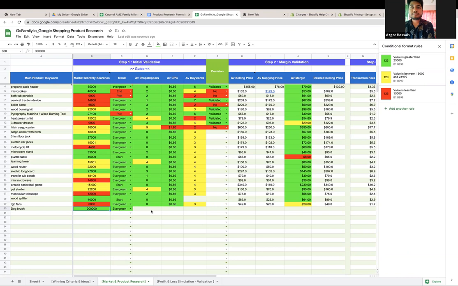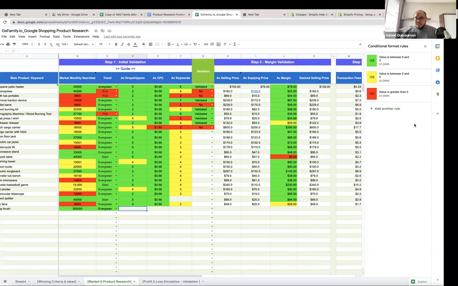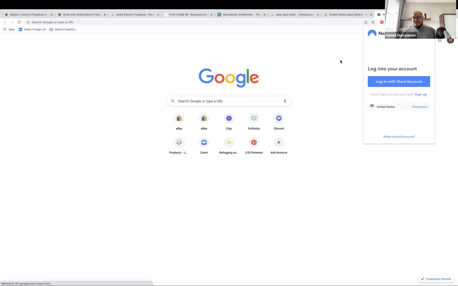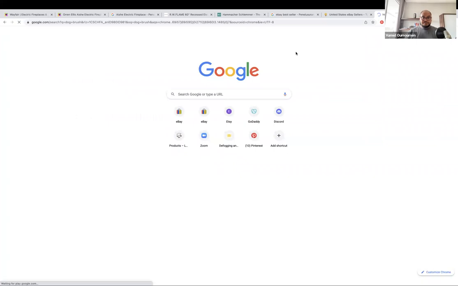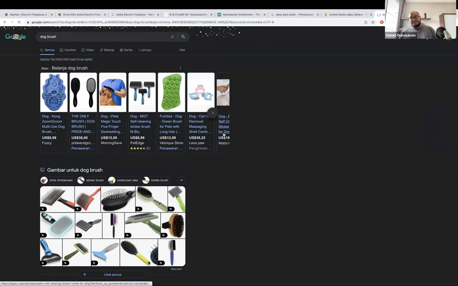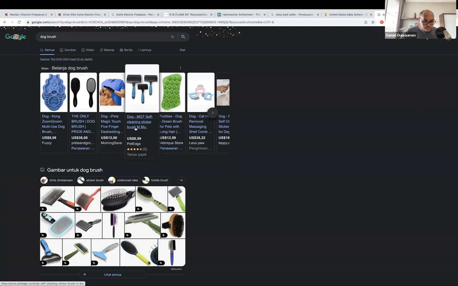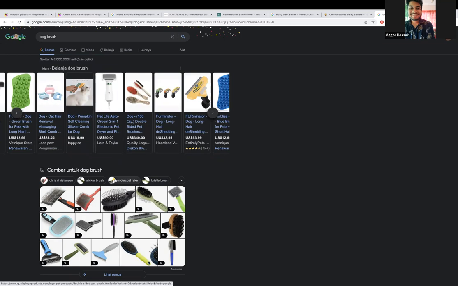So we need to check the average dropshippers for dog brush. Let me check the average dropshippers here. I will open a product research, GS research. I'm using the VPN. You need to use the VPN in incognito mode, always. Here in dog brush, first thing, let's say this is one dropshipper, two, three, four, five, six, seven. So okay, let's say six dropshippers.